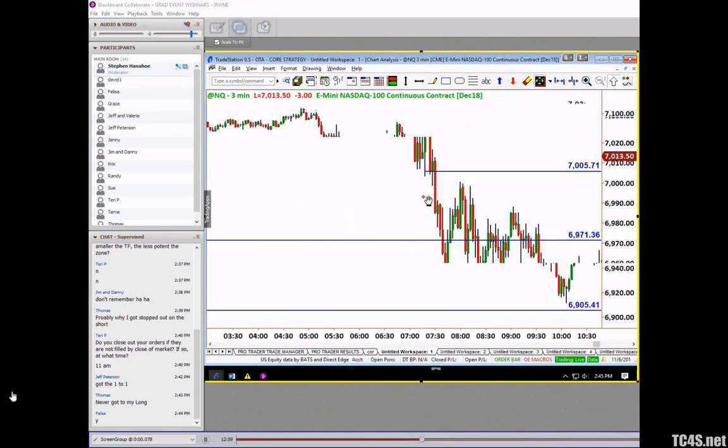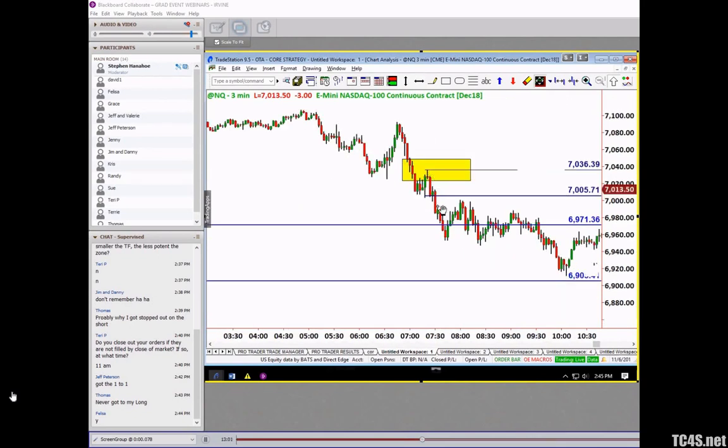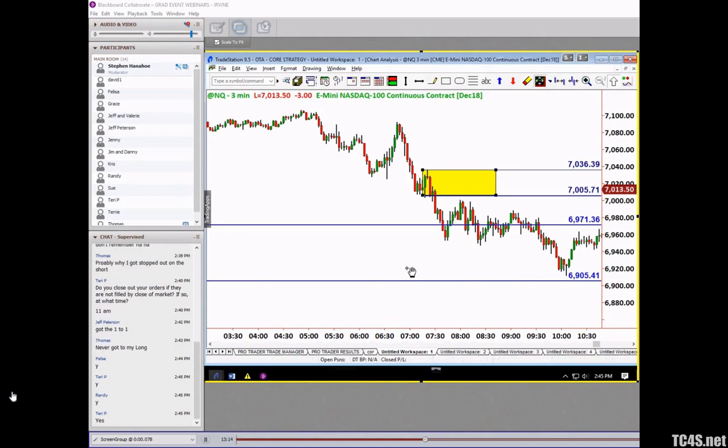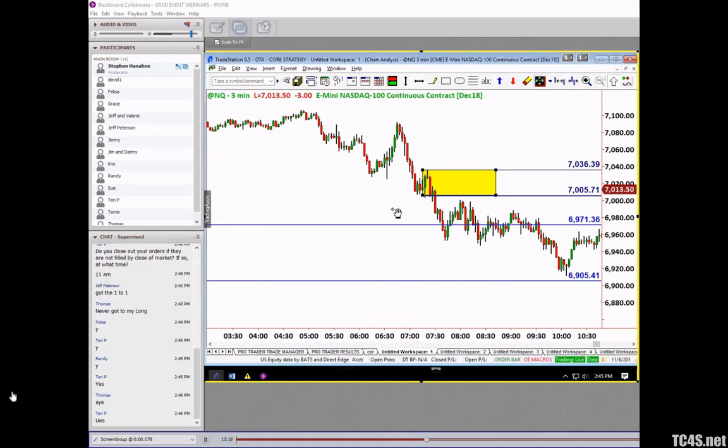Beautiful little rally, base, drop. Who likes that structure? Was it dominant and clean? Was it dominant and clean, guys? Is that the ultimate picture of a rally, base, drop? You cannot get it any cleaner than that, guys.